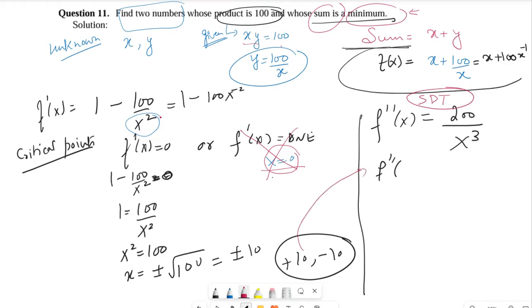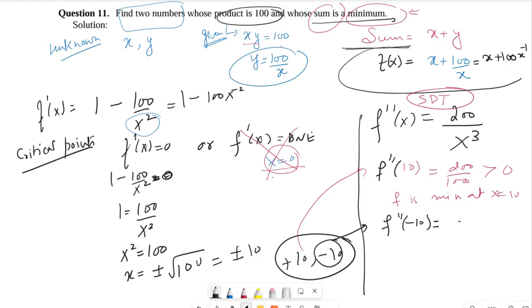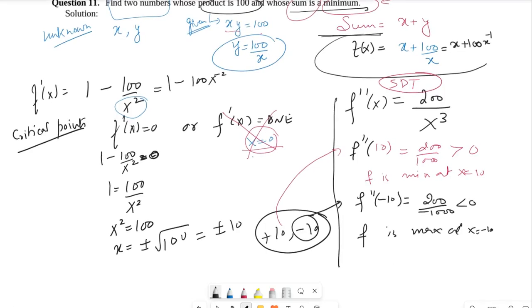So I put critical points in there. Let's put 10. That's 200 by 1000. That is clearly positive. So f is minimum at x is equal to 10. And when I put negative 10 in there, double prime of negative 10 is 200 by negative 1000. That's negative. So f is maximum at x is equal to negative 10. Now what do we want? We want the function to be minimum because we want the sum to be minimum. So this is your answer.